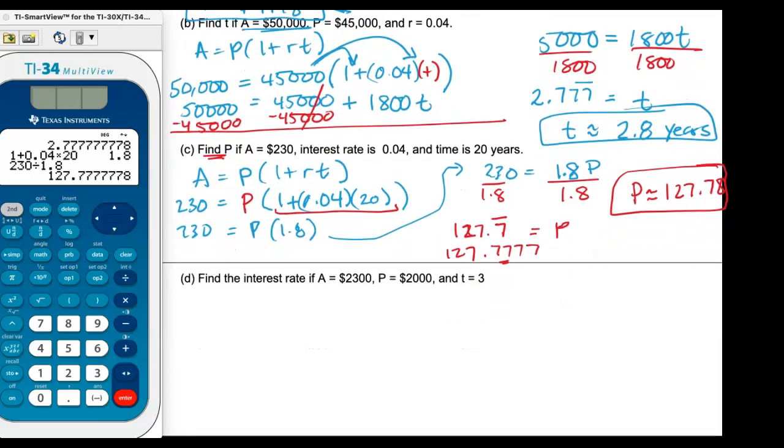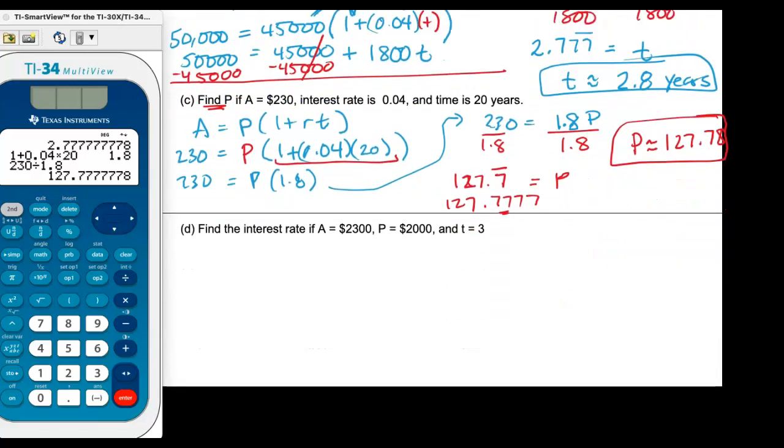Okay, so last example. I'm going to start with my formula. A equals P times 1 plus RT. And our principal is $2,000 times 1 plus our rate we're trying to find. So I'll just put that in red. And then time is going to be 3. So times 3, okay, equals $2,300.